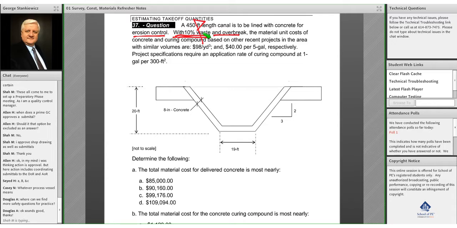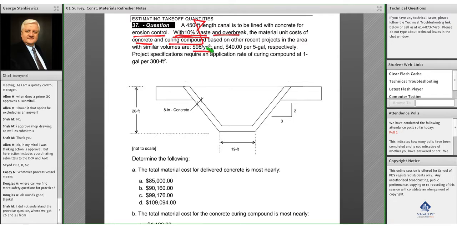Okay? And the material unit cost for the concrete and the curing compound, based on other recent projects in the area with similar volumes, is $98 per cubic yard and $40 per 5-gallon pail of the curing compound.